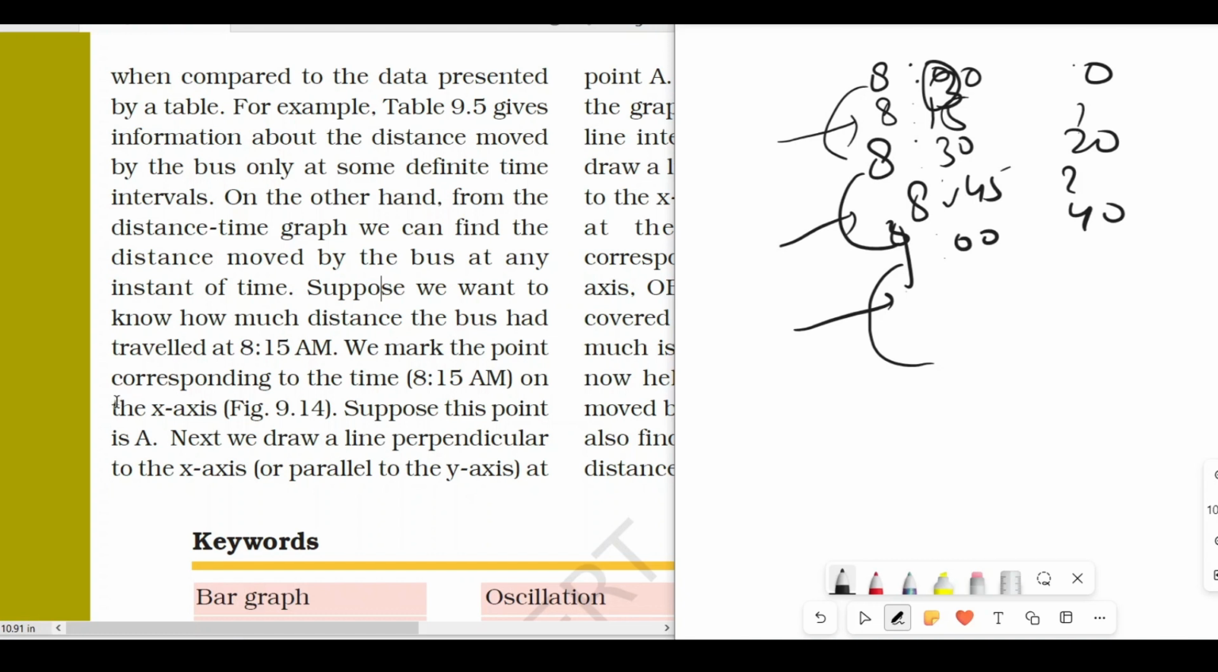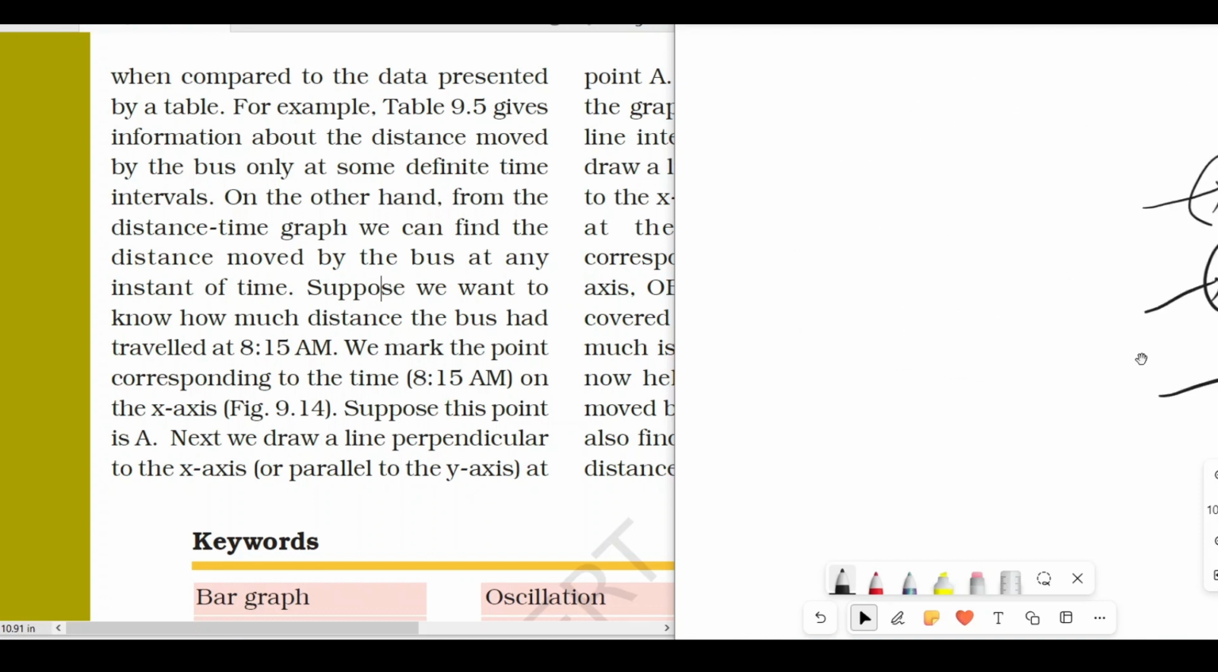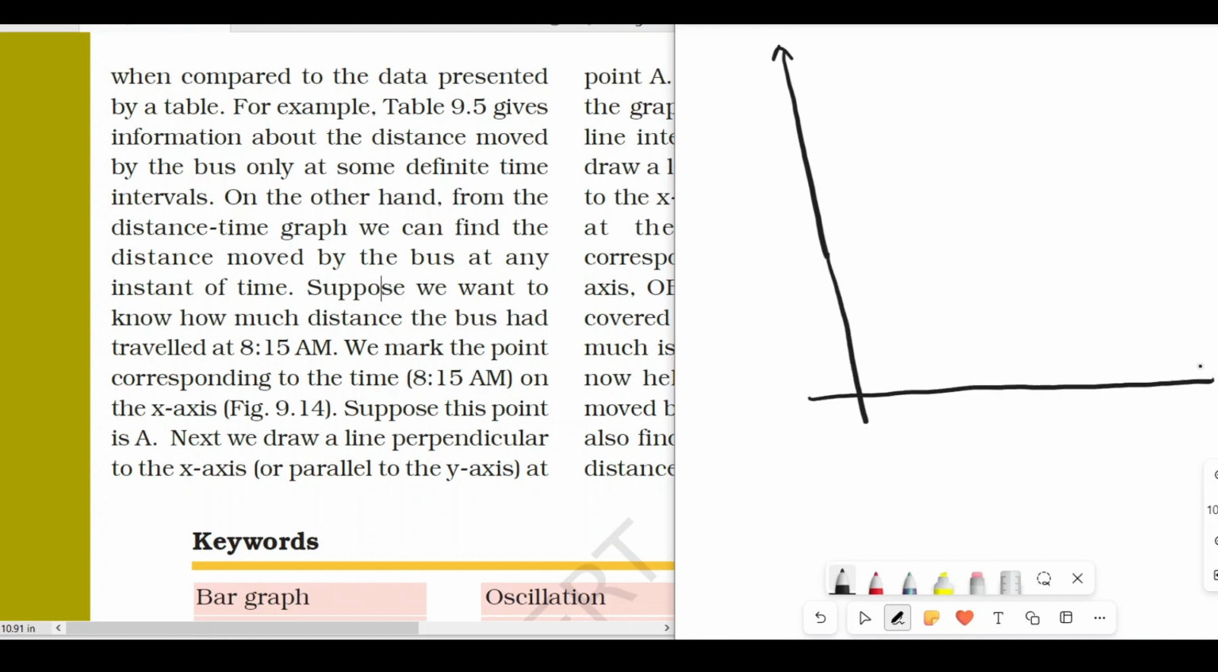We mark the point corresponding to the time 8:15 on the x-axis. So this is actually referring to the figure 9.14. I can show you the figure 9.14, but it will be very good practice if you actually try to plot that graph on your own by choosing a good scale. So here we can choose a scale of, let's say, 30 minutes on the x-axis, or let's say 15 minutes on the x-axis.